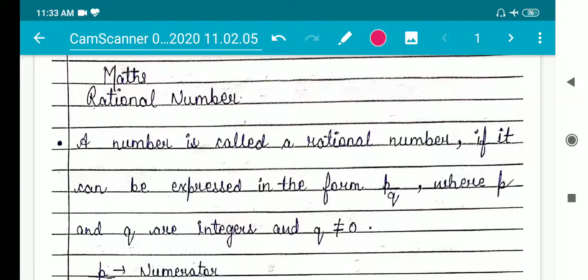Hello friends, I am Astha Raj and today I am going to talk about rational numbers.